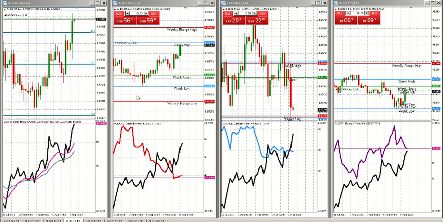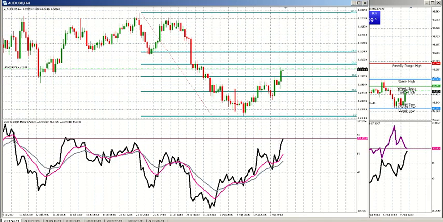So the first thing we're going to do is pull this Australian US dollar chart open. And I'm going to point out what the signal is here.